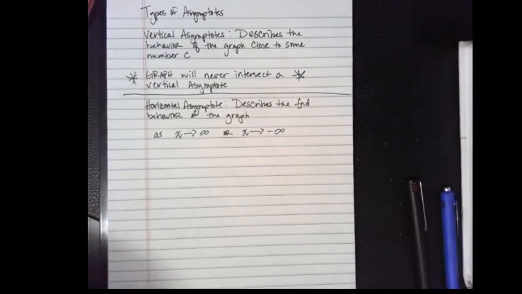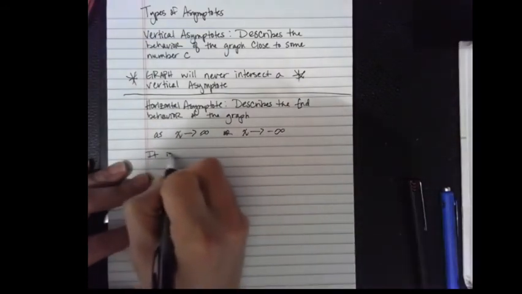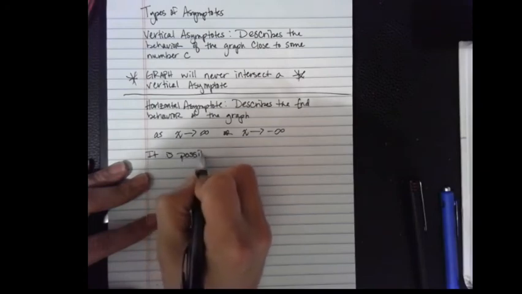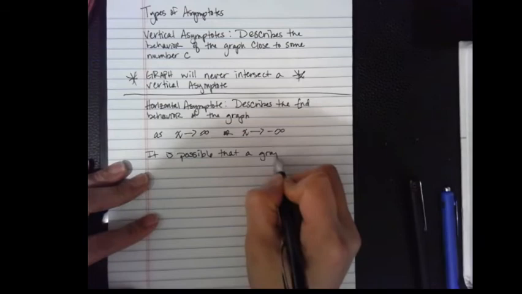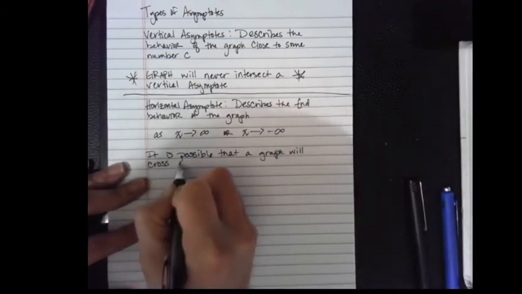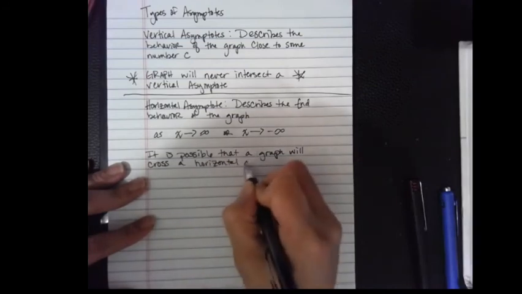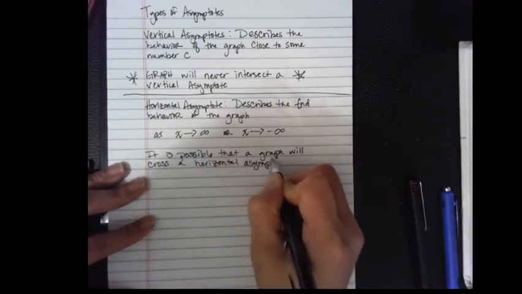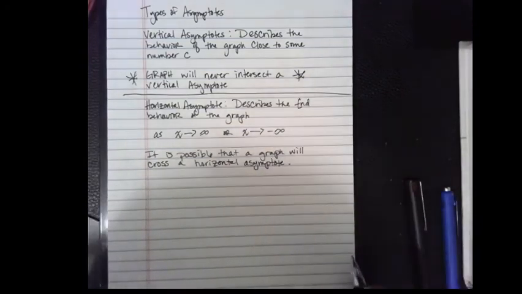And since it's only talking about the end behavior, it is possible that a graph will cross a horizontal asymptote. Because remember, it's only talking about the end behaviors.